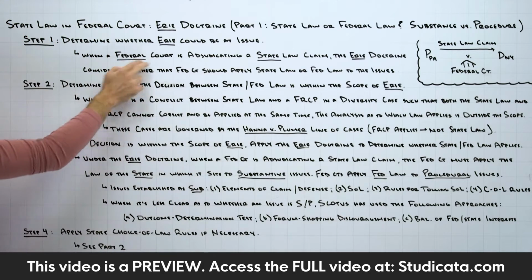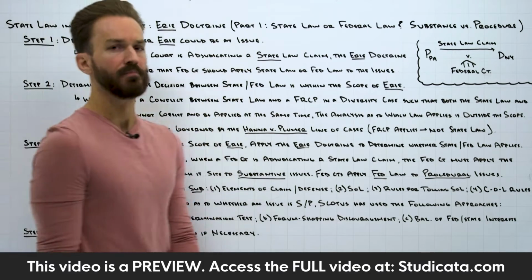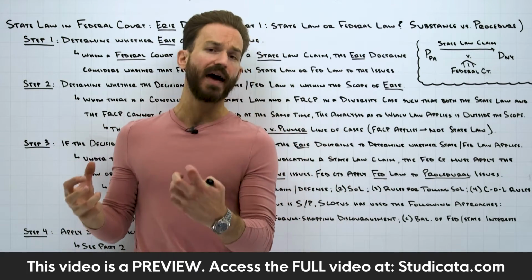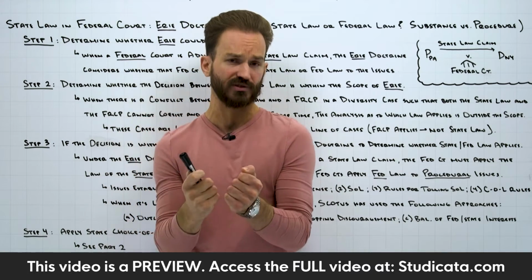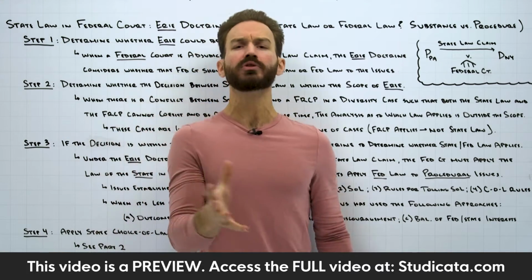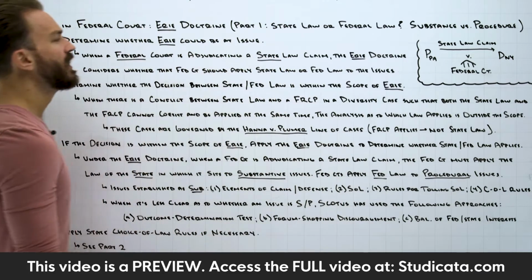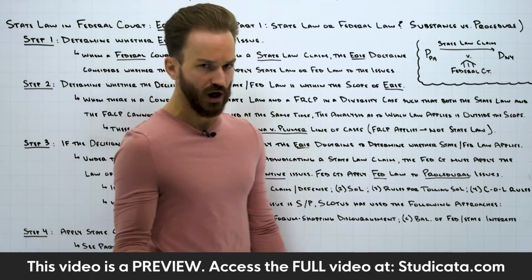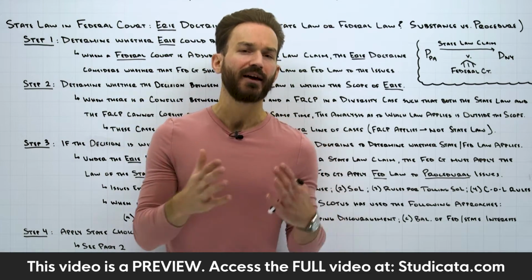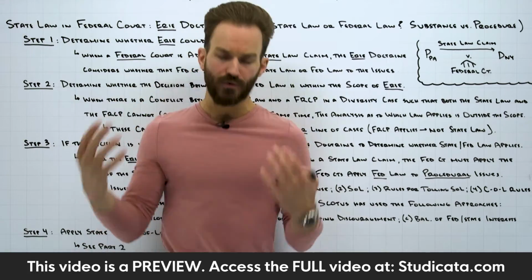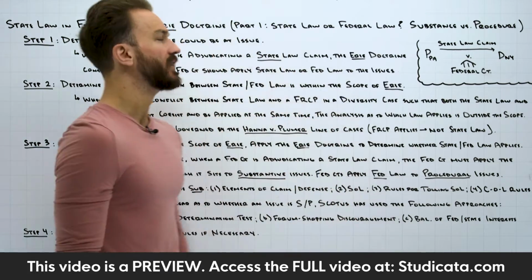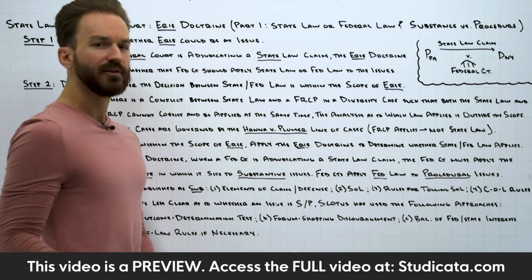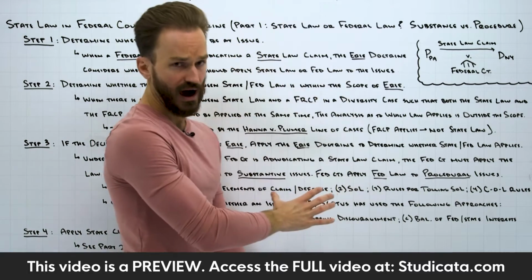What happens if we have a federal court adjudicating a federal law claim? Well, if we have a federal court adjudicating a federal law claim, meaning that court is sitting in federal question jurisdiction over that claim, then the federal court's just going to apply federal law. There's no issue as to whether the federal court should apply state law or federal law when the federal court is adjudicating a federal law claim in its federal question jurisdiction. So if we have a federal court adjudicating a federal law claim, then we're just applying federal law. We don't have to worry about an Erie Doctrine analysis.